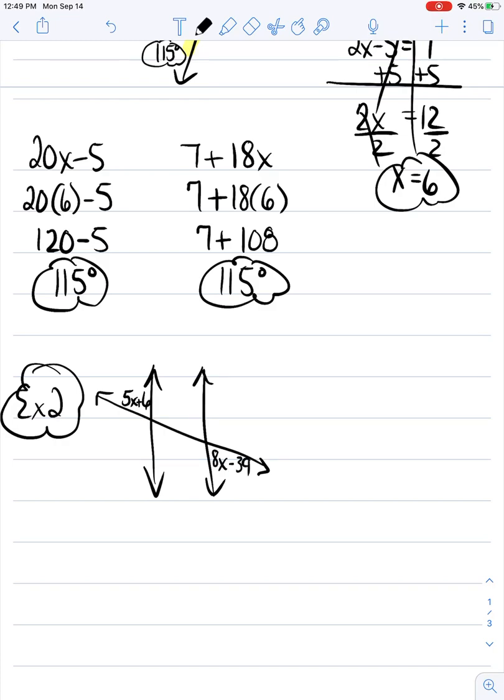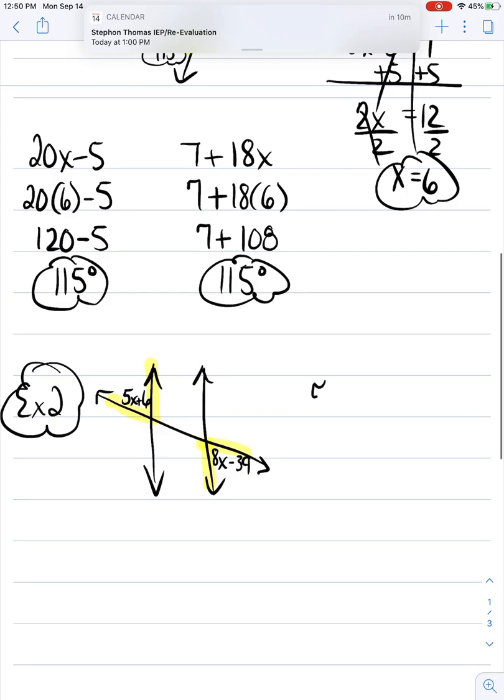So our first step says to find the angle relationship. So if I look at these two angles, I notice that they're outside the parallel lines and on opposite sides of the transversal. So these are alternate exterior angles, which means they're equal. So I'm going to write my equation. 5x plus 6 equals 8x minus 39. Because they're equal, that's how I set it up in my equation.